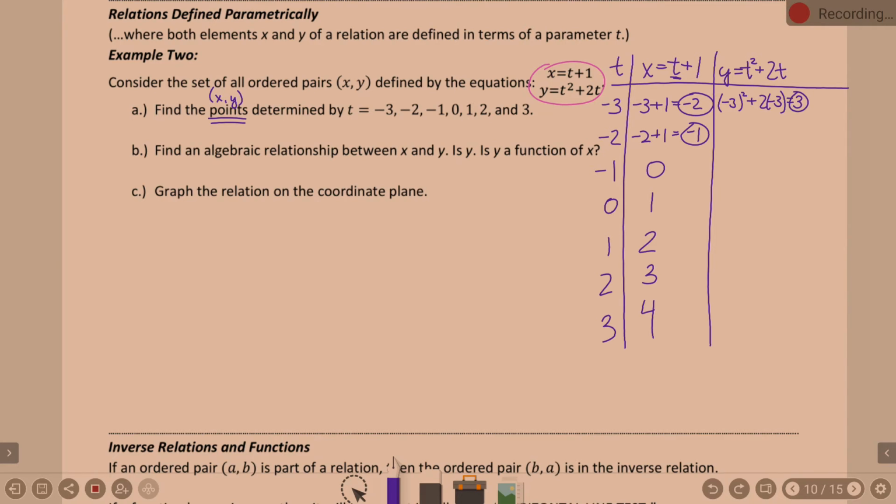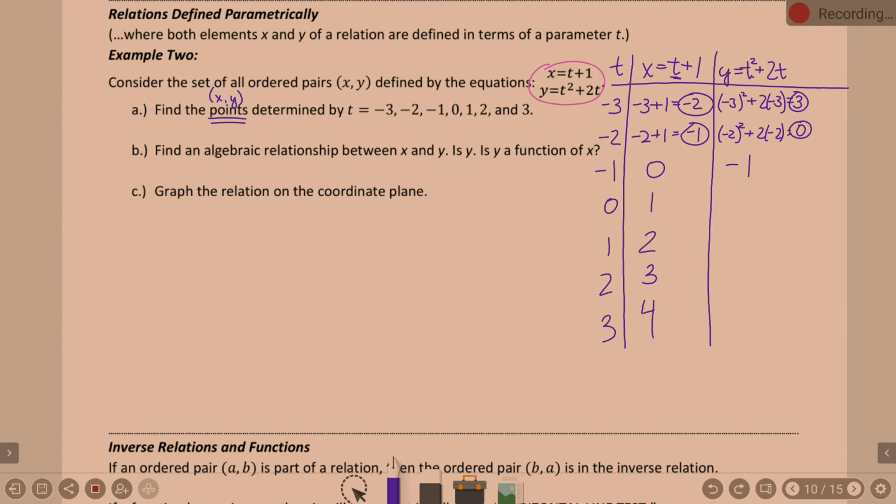We're repeating that process, yes? So if I plug in my next value, negative 2. Negative 2 squared plus 2 times negative 2. Negative 2 squared is 4. 2 times negative 2 is negative 4. 4 plus negative 4 is 0. If you want, you can keep writing the work out, or you can just plug them in. Or maybe you didn't write any work to begin with. So if I plug in, go back to your t value, negative 1. Negative 1 squared is 1. 2 times negative 1 is negative 2. 1 plus negative 2 is negative 1.